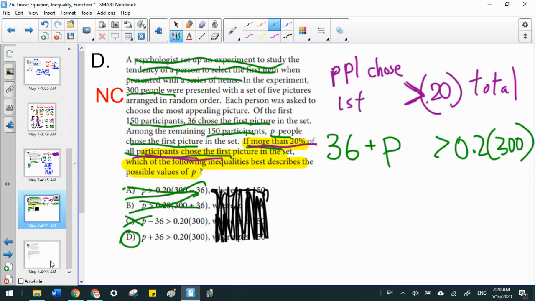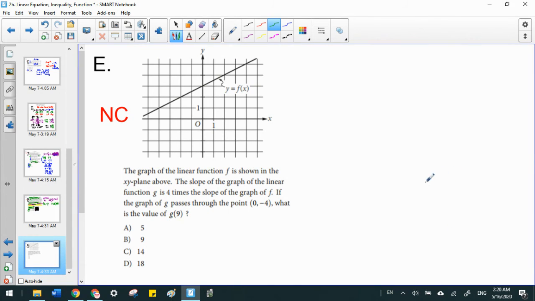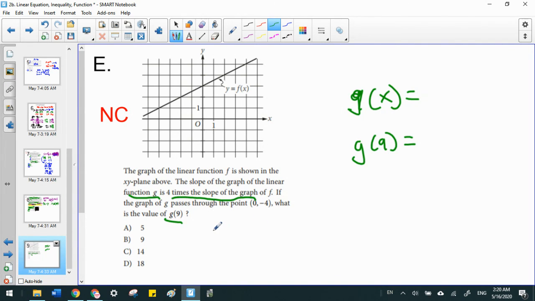And last one of the day. So if the graph of g passes through the point (0, -4), what is the value of g of 9? Okay, so if I'm trying to find what g of 9 is, I'm going to have to come up with a formula for g of x, and after that I can plug in 9. Fortunately, they give us a lot of hints. The slope of the graph of the linear function g is 4 times the slope of the graph of f, and it passes through the point (0, -4).